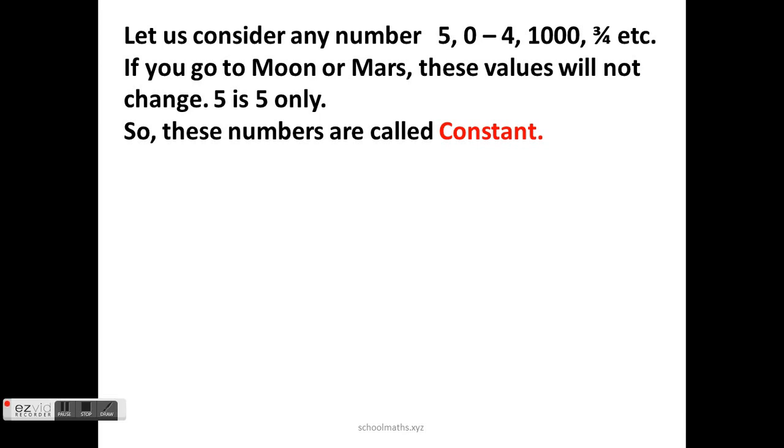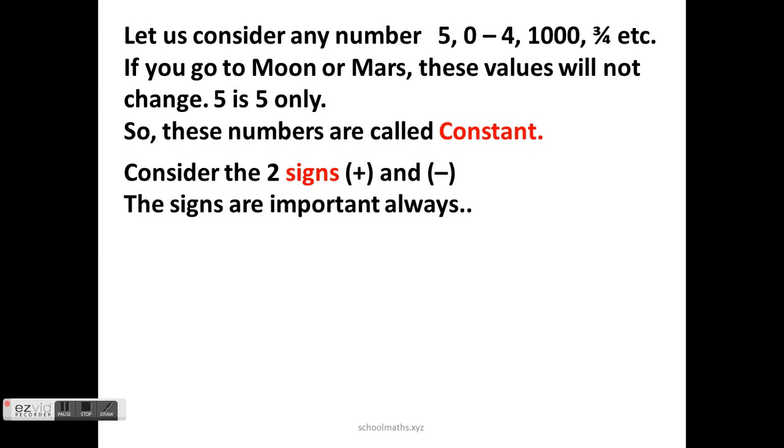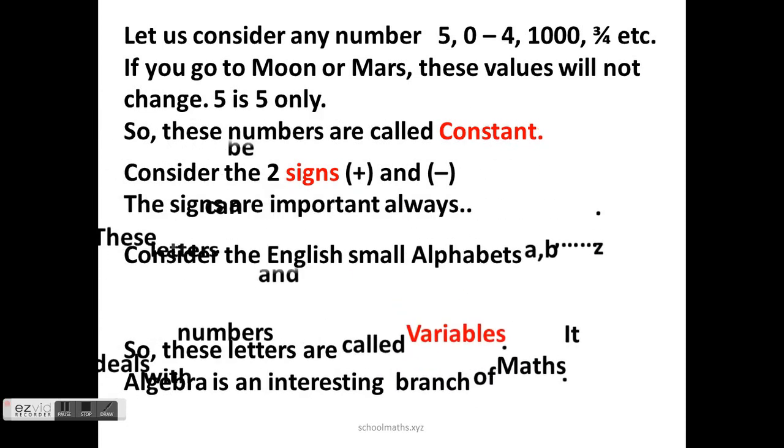Let us consider any number: 5, 0, minus 4, 1000, 3 by 4, etc. You go anywhere, to Moon or Mars, the value will not change. 5 is always 5 only. So these are all called constants. Value will not change. And consider the two signs plus and minus. You know, they are also important in algebra.